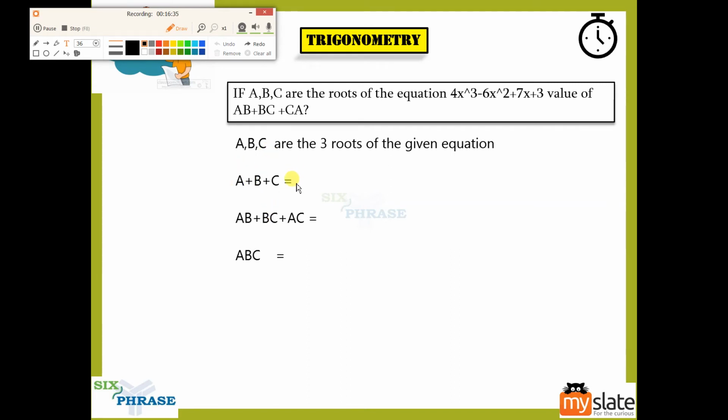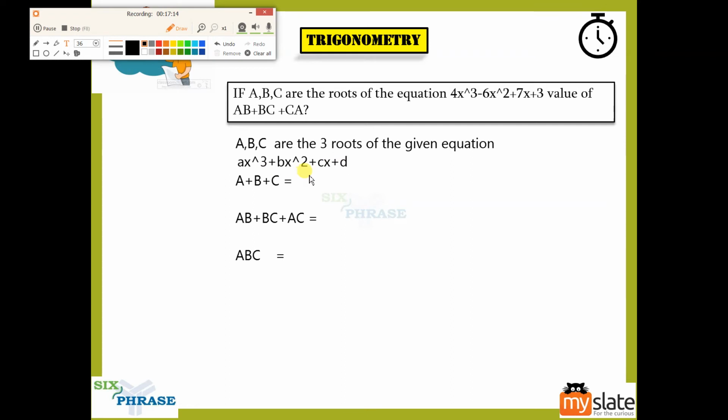Now a plus b plus c, guys, is equal to... I'll write this equation in a different way, so then you will understand it. This equation, guys, is ax cube plus bx squared plus cx plus d. So you would say a, b, c, d. Now you know what a, b, c, d are, right?